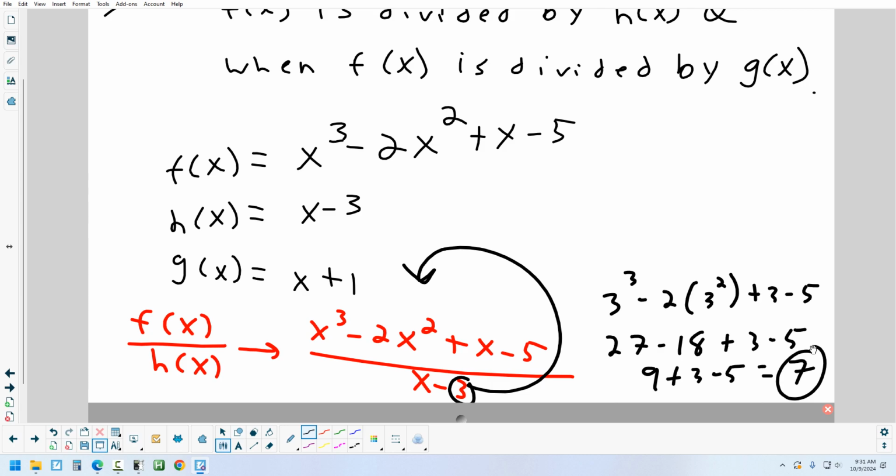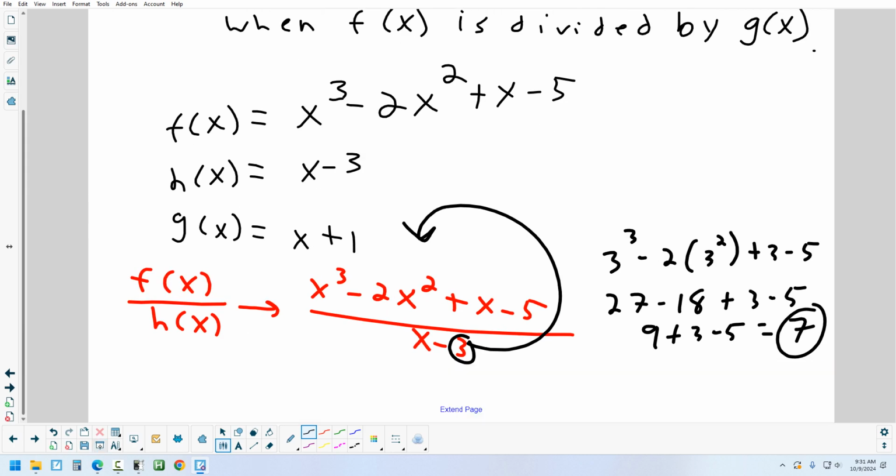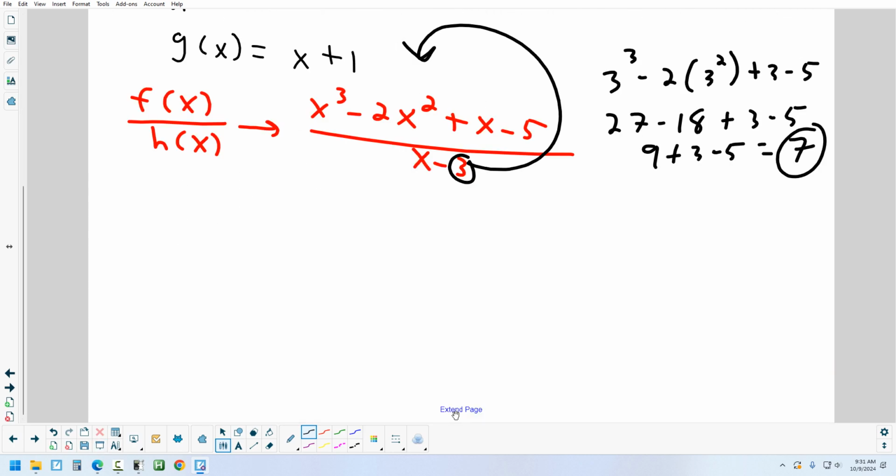So now if I asked you, is x minus 3 a factor of what's in the top, what would you say? No, because the remainder didn't come out to 0. All right, so now let's try it with g of x.